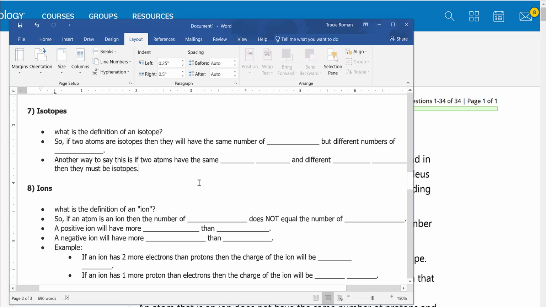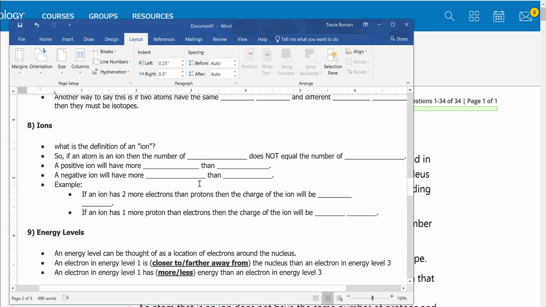And the definition of an isotope is 2 atoms of the same element that have different numbers of neutrons. So if 2 atoms are isotopes, then they will have the same number of protons, but different numbers of neutrons. Another way to say this is if 2 atoms have the same atomic number and different mass number, then they must be isotopes.